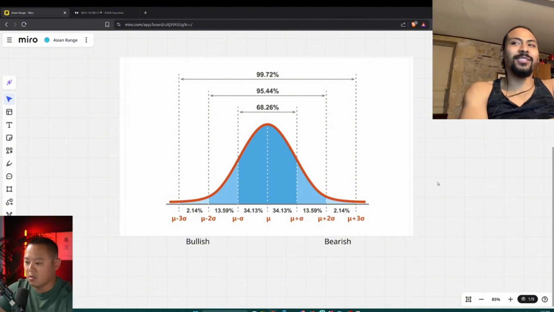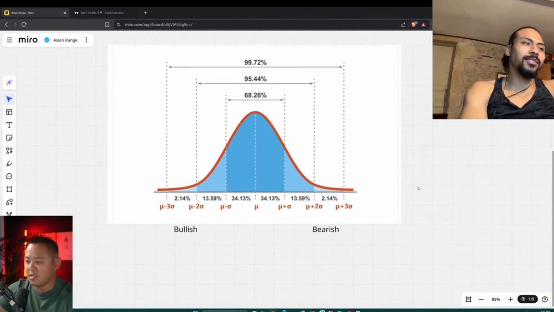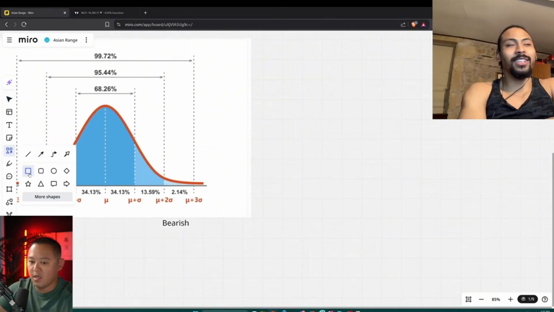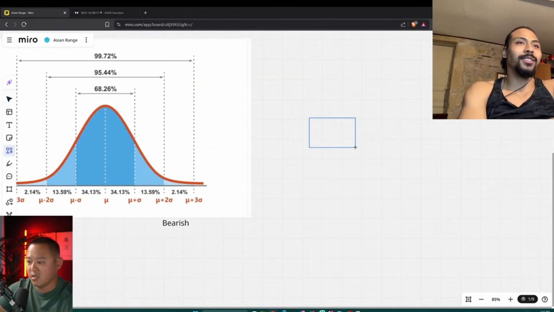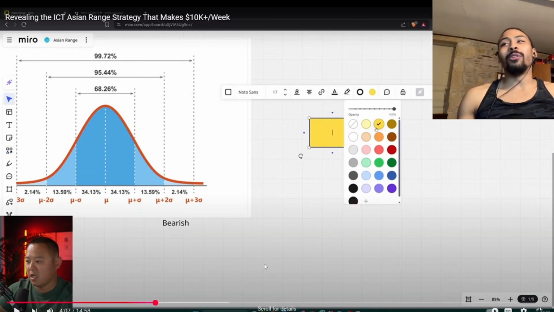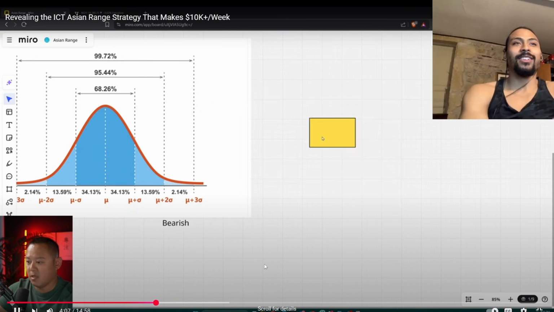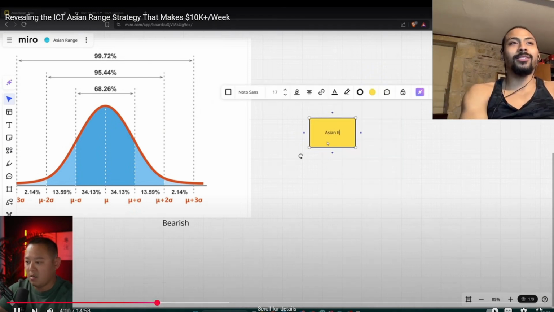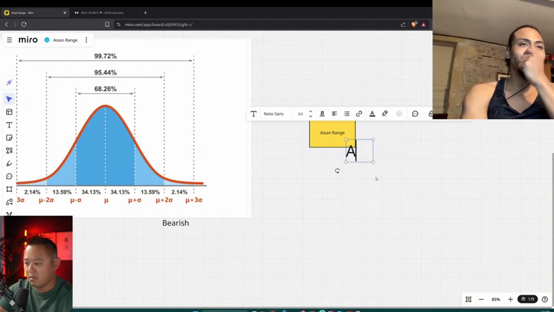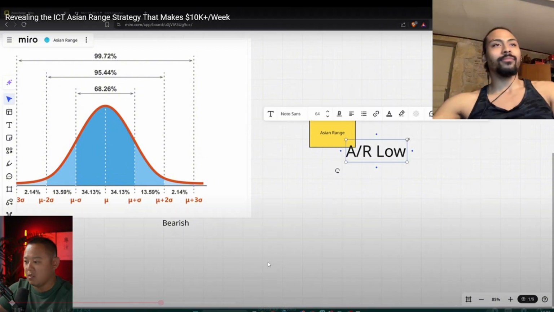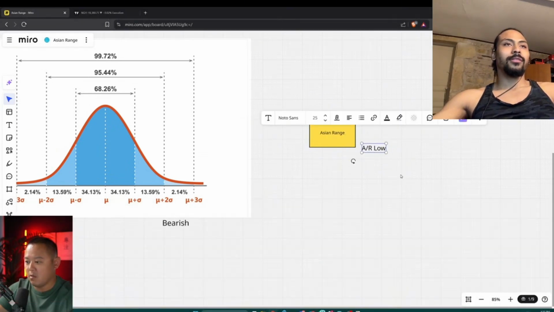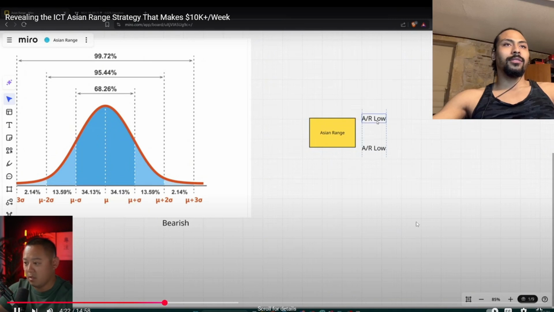So I'm going to take this image and help you visualize what I look for. Let's break this example down. This here is our Asian range, and we can plot this out. You have the low down here, and I always mark it out as AR low. Then we have our AR high up here.